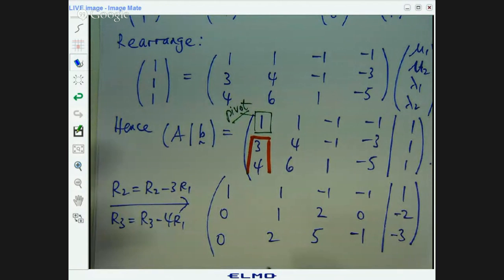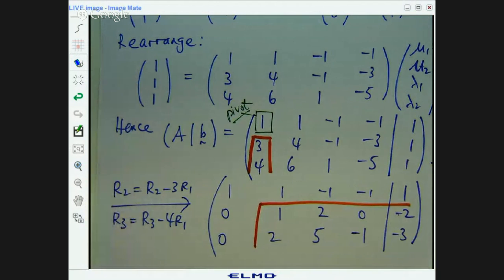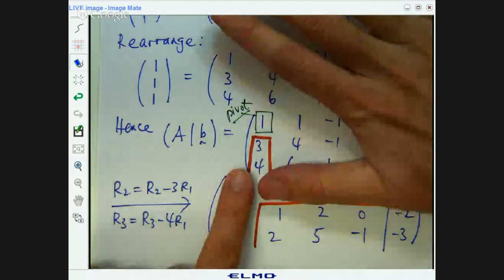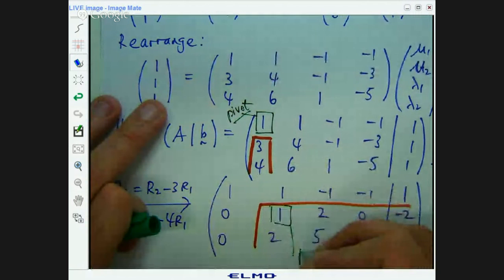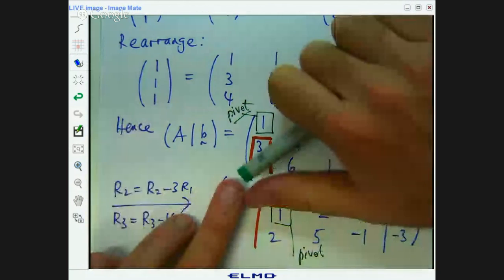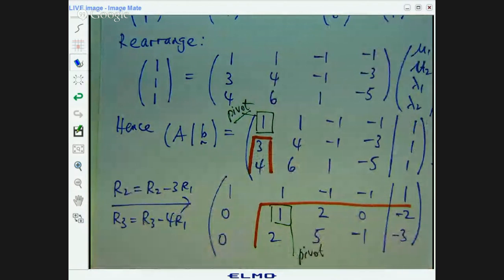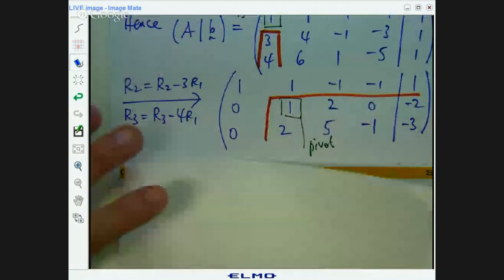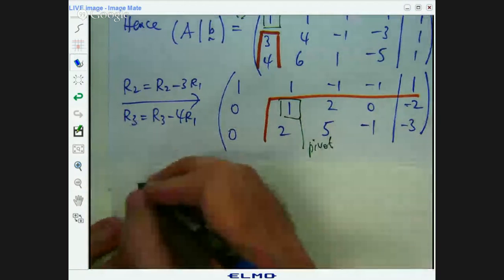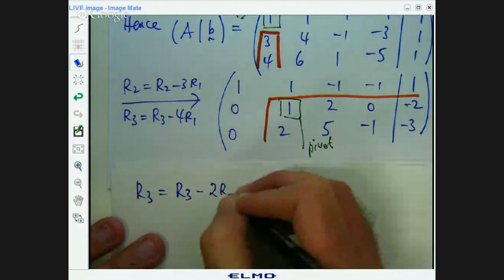Well, now we move on to the submatrix. Basically, we repeat the process just on this matrix here. We've already got a pivot, and it's in the top left-hand corner of the submatrix. So we want to get everything underneath that 1 to be 0. So what we're going to do is row 3 equals row 3 minus 2 times row 2.